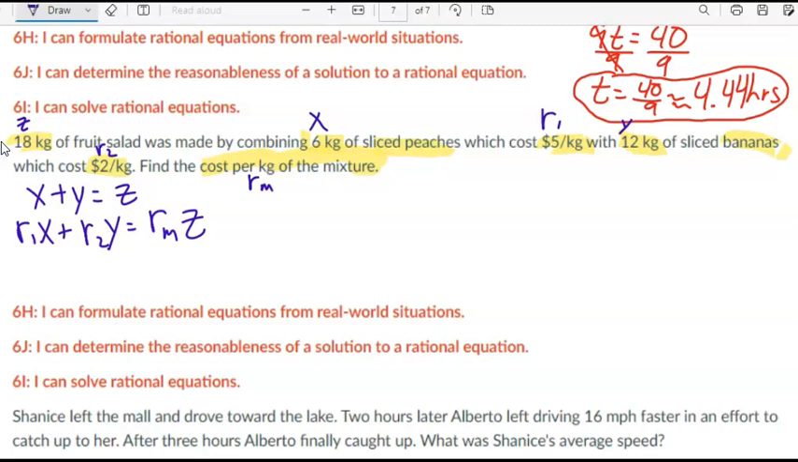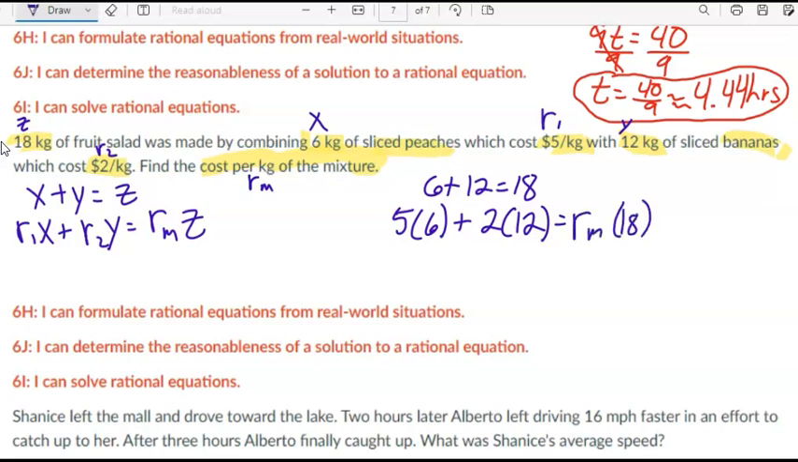So let's plug this in. We have 6 plus 12 equals 18. Well, there's nothing here to solve, so this is not going to be a system. It's just going to be one linear equation. And then we have rate 1, so that's 5 times x, which is 6, plus rate 2, which is 2, times our y, which is 12, equals the other rate, which we don't know, times 18.